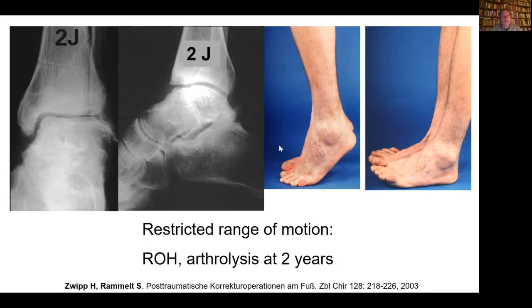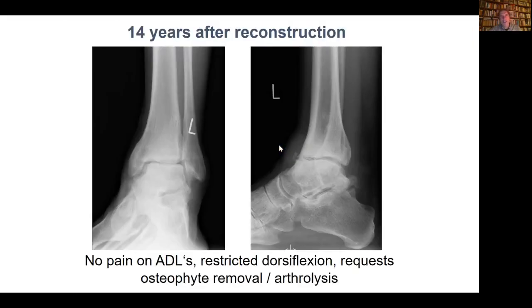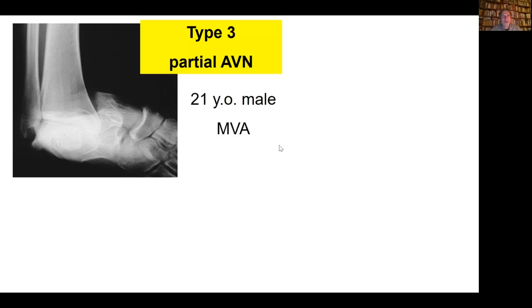We removed the screws and did some cheilectomy from the front. And he came back 14 years later, so 12 years after that second surgery. No pain. The only thing that bothered him was that he couldn't get his foot beyond neutral. So despite the arthritis that was clearly seen here, he just wanted another osteophyte removal, which we did. He's now about 20 years out or more.